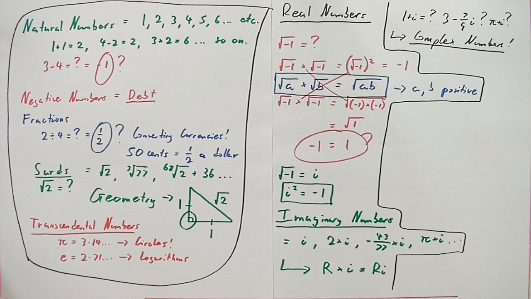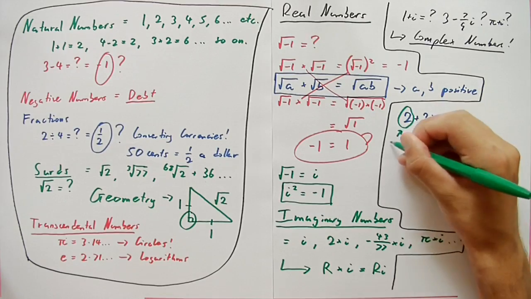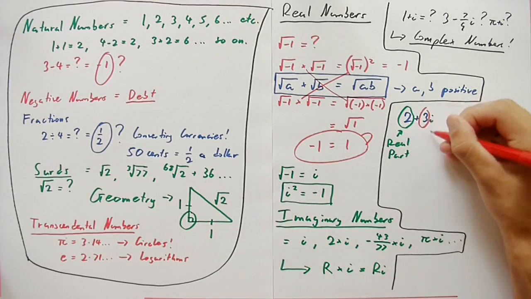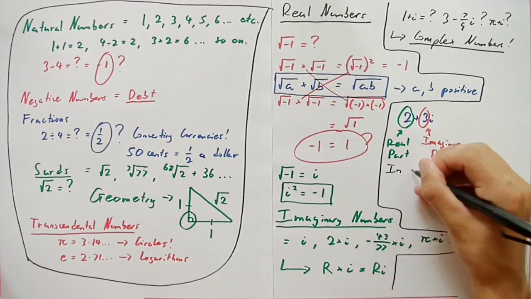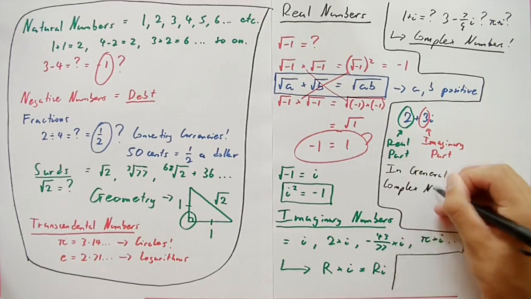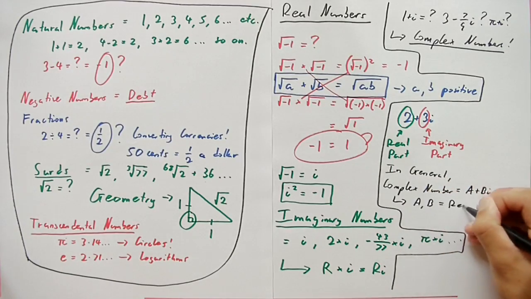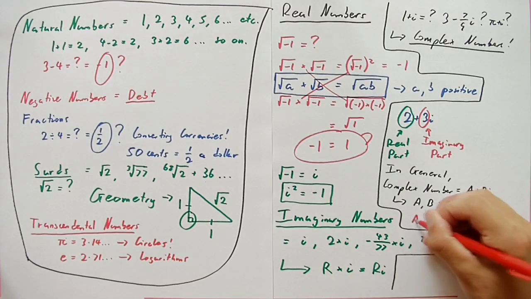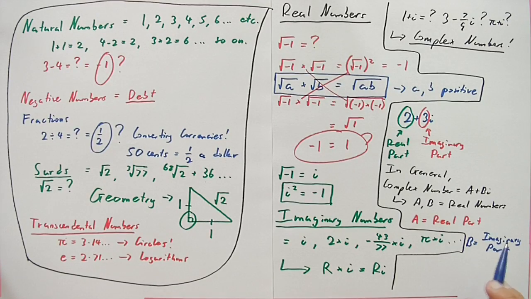So for example, take the complex number 2 plus 3i. The real part is going to be the number 2, while the imaginary part is always the number next to the i, which in this case is 3. So in general, a complex number is a number that can be written in the form a plus bi, where a and b are both real numbers. Furthermore, we say that a is the real part of our complex number, while b is the imaginary part. Or in other words, the imaginary part always has the i next to it, while the real part never does.